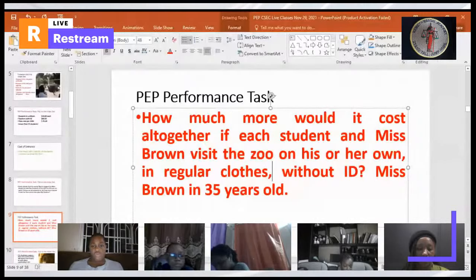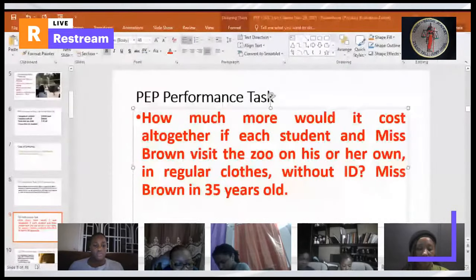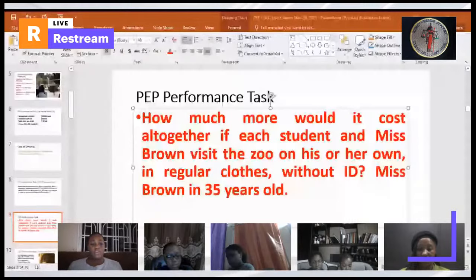All right, so I have some figures coming in already. Remember how much more would they end up paying in all? Somebody is saying the total is 2,600. What's the question?